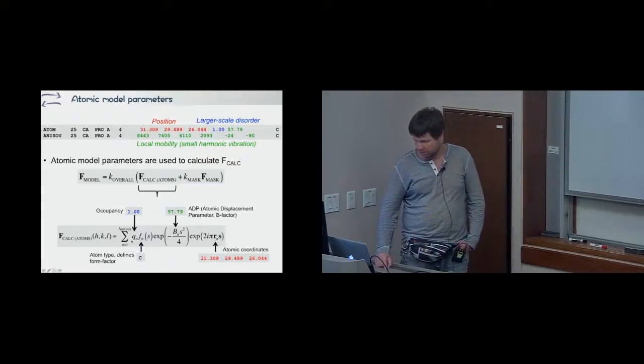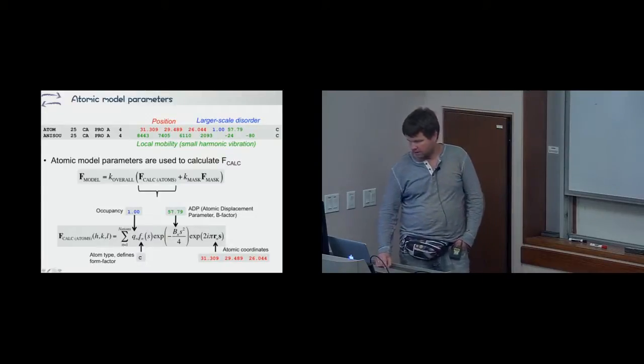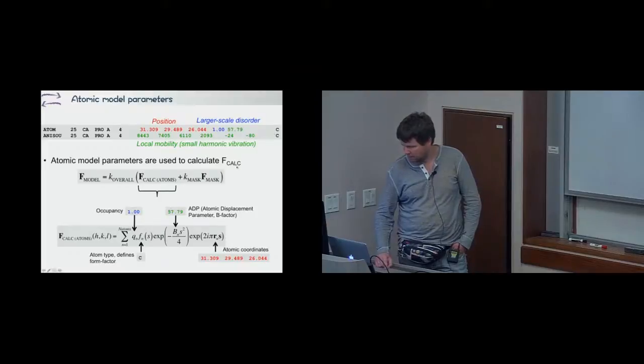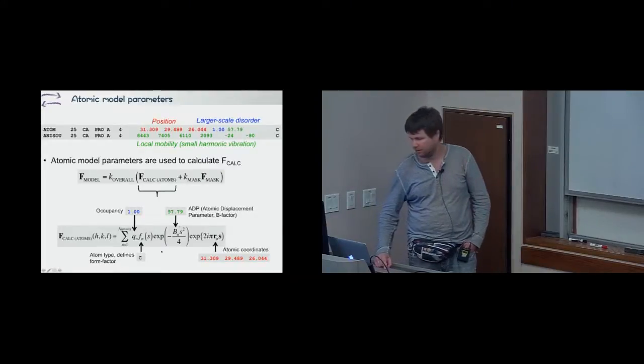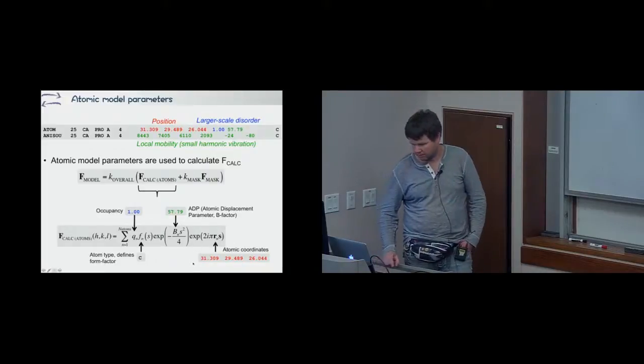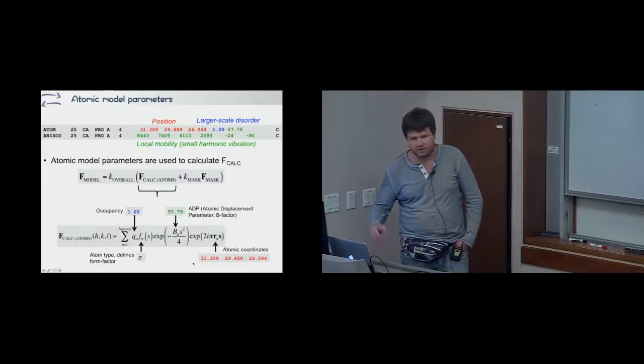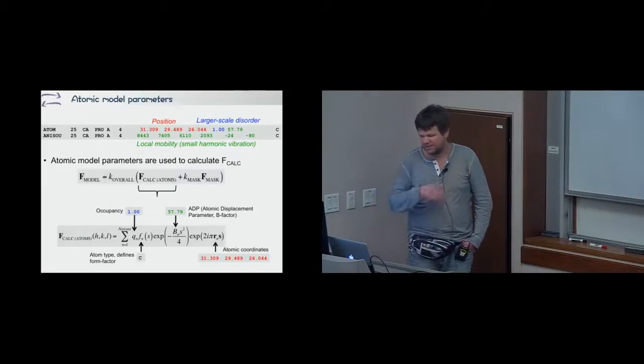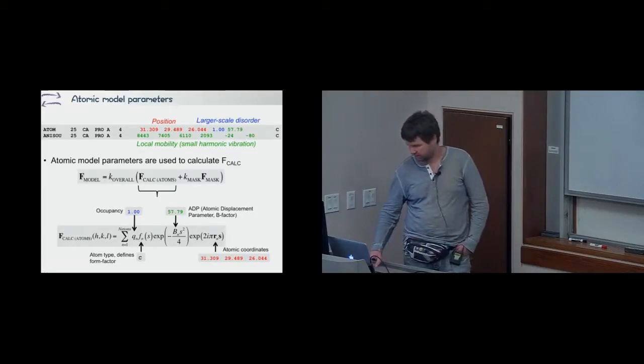That's a sum over atoms. Here we have occupancy, scattering type, in this case carbon. That's the isotropic B factor. In the case of an anisotropic B factor, it will be a little bit more complicated formula. And here we have coordinates. Just so you have an understanding of how these numbers get translated into structure factors.